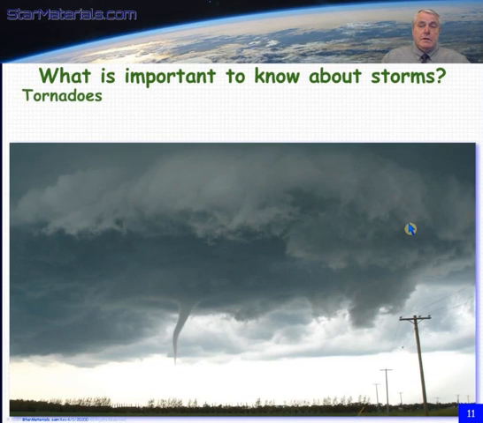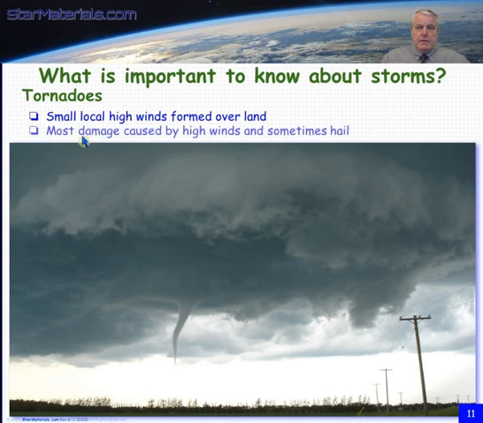Tornadoes. Tornadoes are small, local high winds that form over land. Most damage is caused by high winds and sometimes hail because of the type of clouds that are formed. But you can see this, like the center of a hurricane, it's a spinning area of low pressure. But they form over land, not over water.